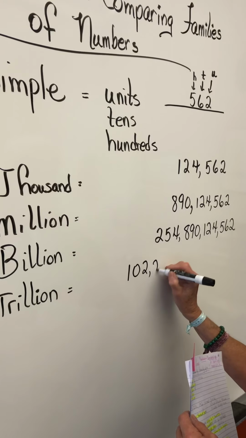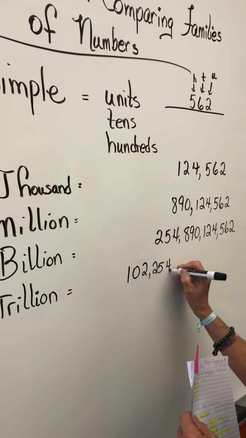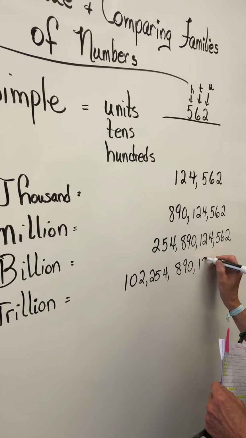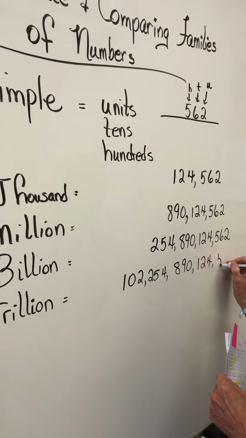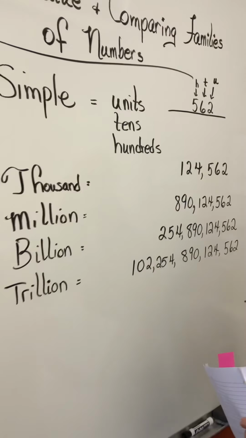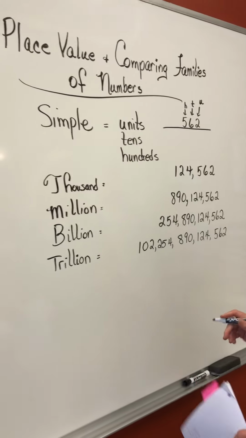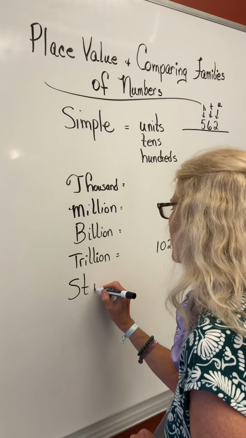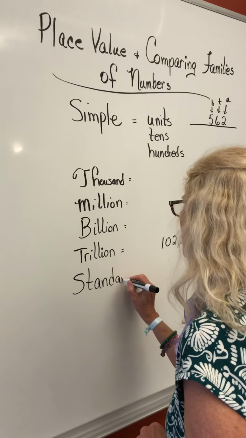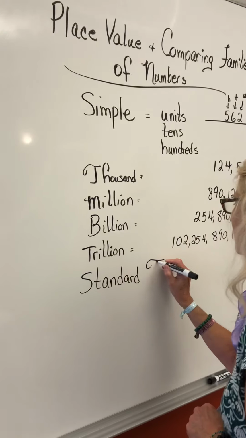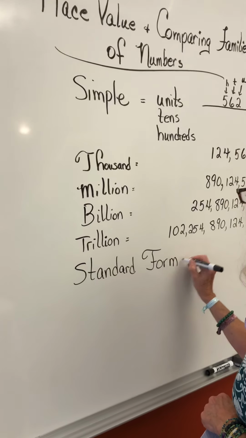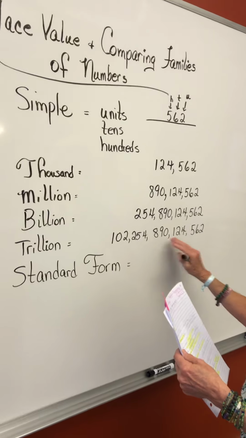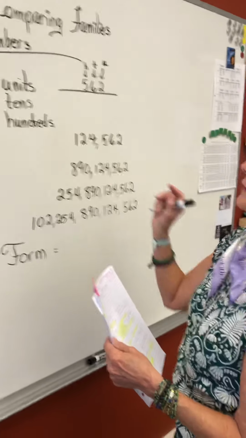102 trillion, 254 billion, yeah, there we go, 890 million, 124,562. All right, so to write a number like this is called standard form. This is how we usually write numbers, right? So if you've ever heard somebody say, let's write this number in standard form, this is what it would look like, with the commas separating our families, okay?